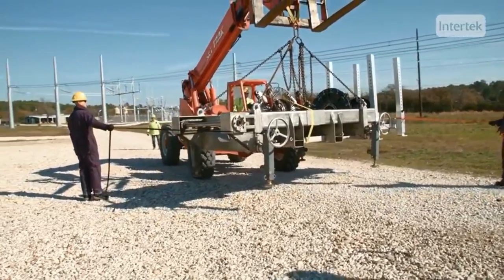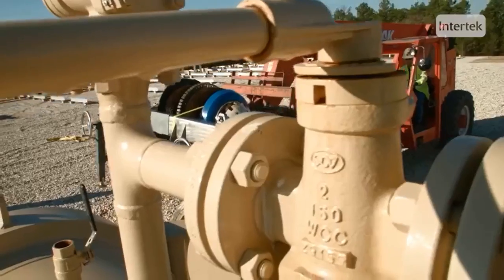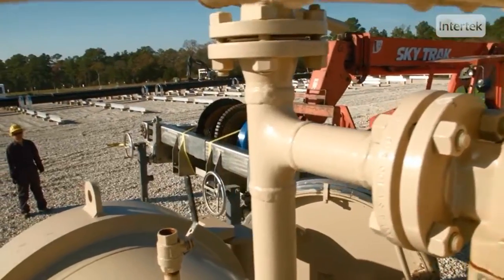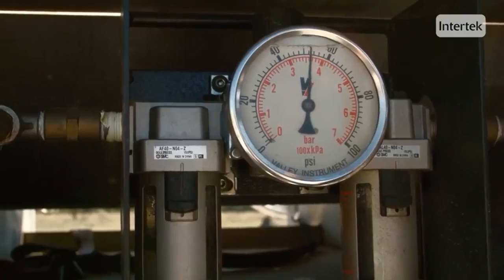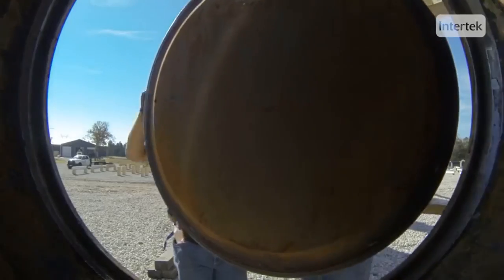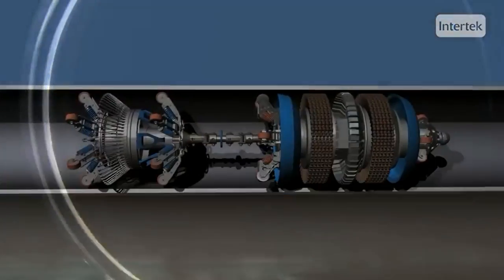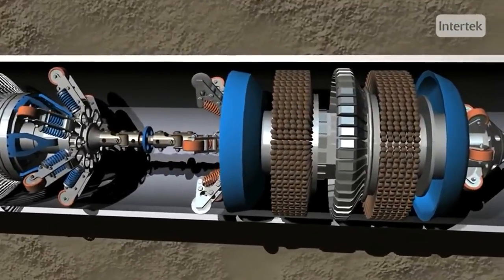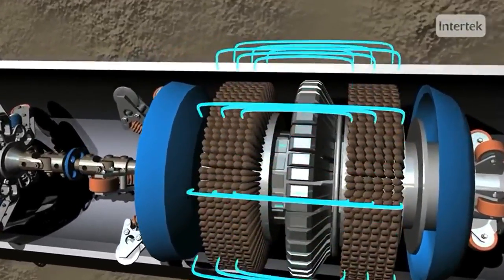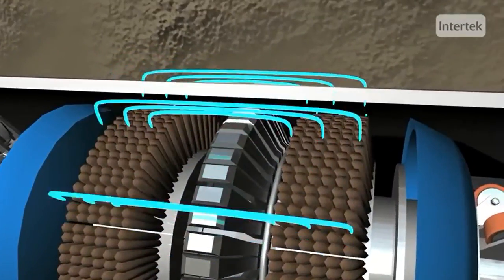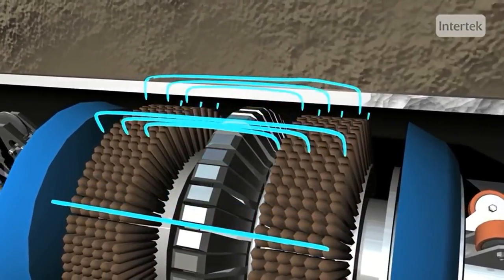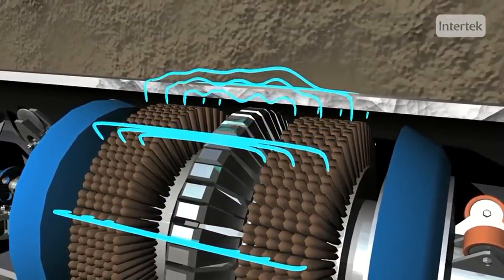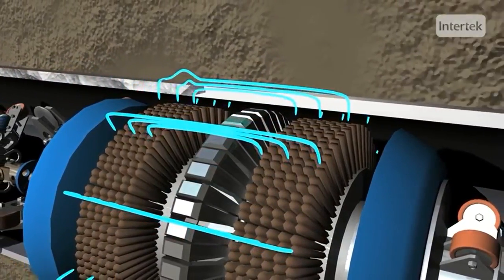The launcher is connected to the main pipeline and can be isolated from the main flow of product. The launcher is drained and the inspection tool is loaded through a hatch at the end of the pipe. The pipeline product pressure pushes the tool through the pipeline to gather data at varying speeds depending on the pressure in the line. The inspection tool works by using high-powered magnets to create a continuous circuit within the pipe wall to detect magnetic flux leakage.